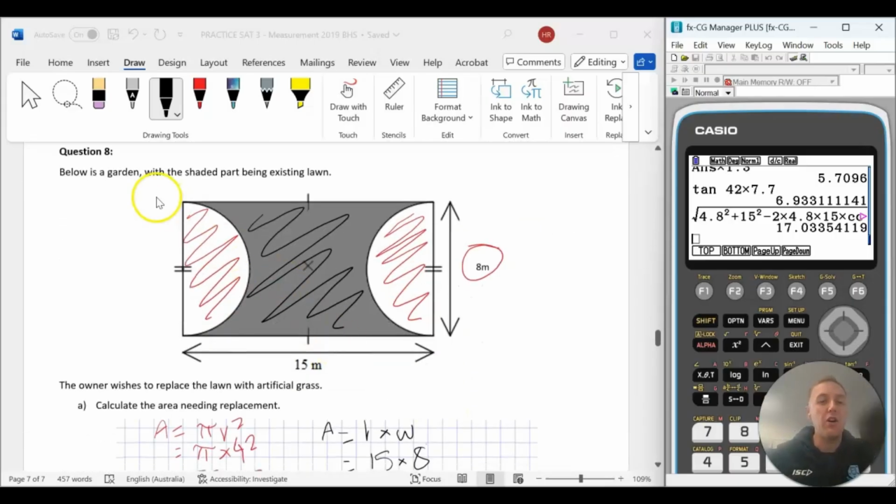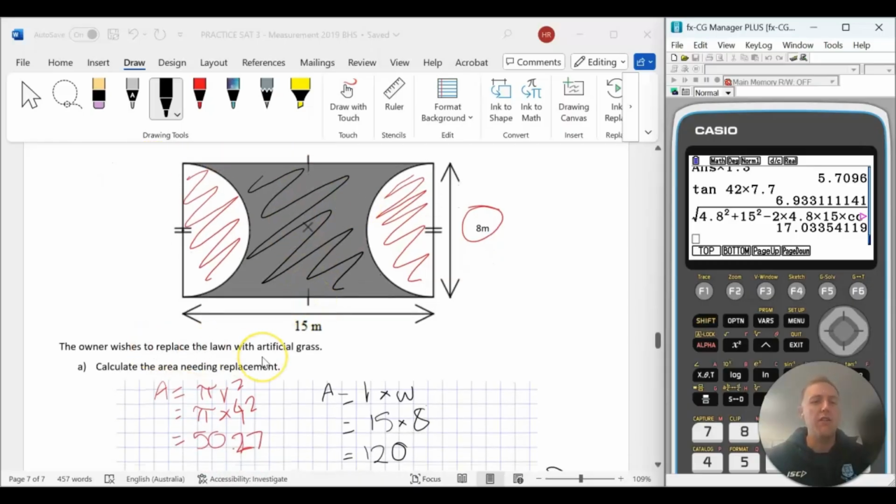Question number 8. Below is a garden with a shaded part being existing lawn. All right. The owner wishes to replace the lawn with artificial grass. Ooh, la-di-da. He must live in Burnside. All right. The area. Now, I split this into 2. The red is the circle. We have 2 semicircles, so we're going to join them together. All right. We know that the area of a circle is pi r squared. That could be turned into a catchy song. I don't know if someone's made that up yet, but maybe someone will.